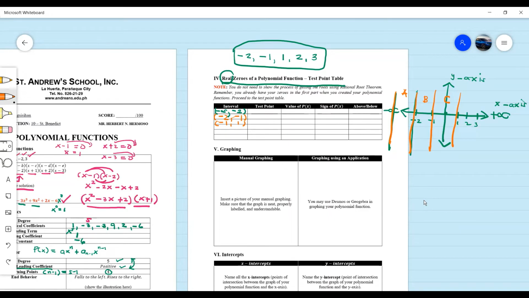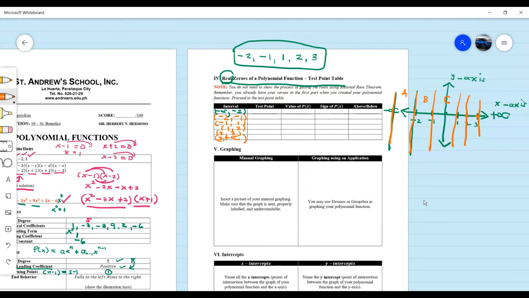Okay. Next, eto, meron pa, nandyan, nakalagay 1 and 2. So, sa pagitan ni 1 saka ni 2. Yan, yung mga boundary natin. And then, we have 2, 3. Ito yung boundary sa left na, ito naman yung boundary sa right, 2, 3. And then, pinakahuli, itong 3 at saka yung positive infinity.